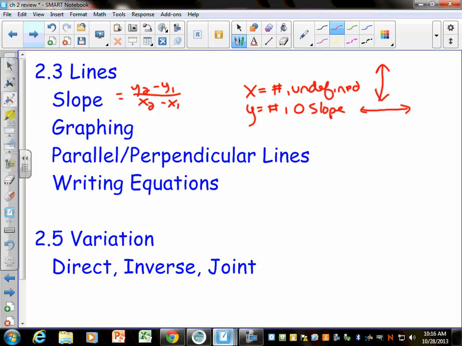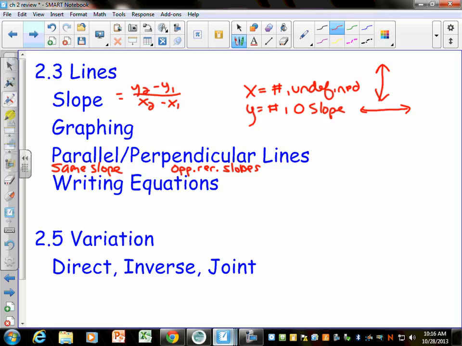You definitely need to be able to graph equations, not in slope-intercept form. Like, you could put them in slope-intercept form. The parallel and perpendicular line stuff, that's on your unit test, so make sure you know parallel lines have the same slope, and perpendicular lines have opposite reciprocal slopes. And I'm just going to give you a few problems today to do that.